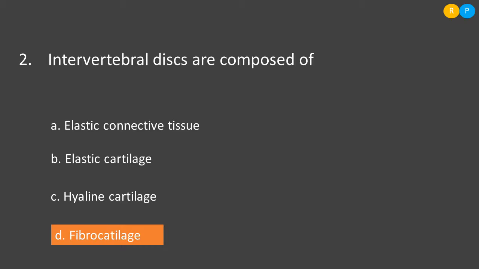Let us see option A, elastic connective tissue. Elastic connective tissue is not present in between the vertebrae. Then option B, elastic cartilage. Elastic cartilage is also not the correct answer. Then option C, hyaline cartilage. Hyaline cartilage is not present in the vertebral column. Then option D, fibrocartilage. So the correct answer here is option D.